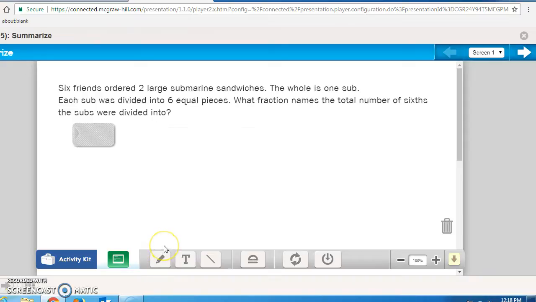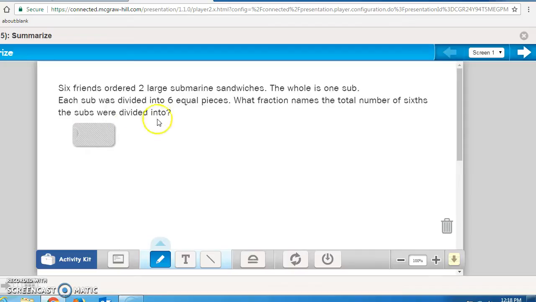Read the problem to yourself silently as I read it out loud. And it says, 6 friends ordered 2 large submarine sandwiches. The whole is 1 sub. Each sub was divided into 6 equal pieces. What fraction names the total number of 6ths the subs were divided into?